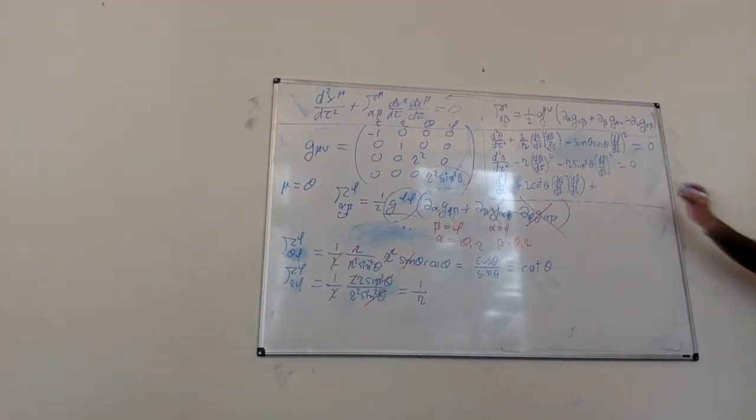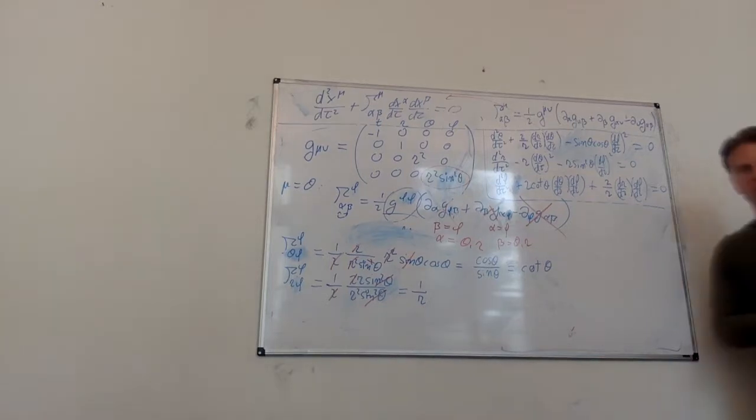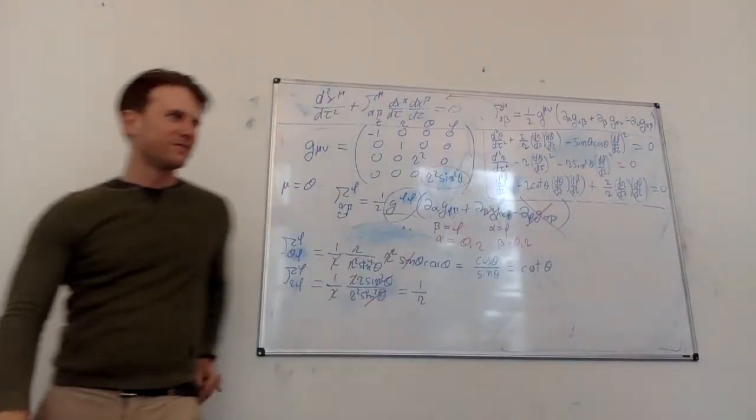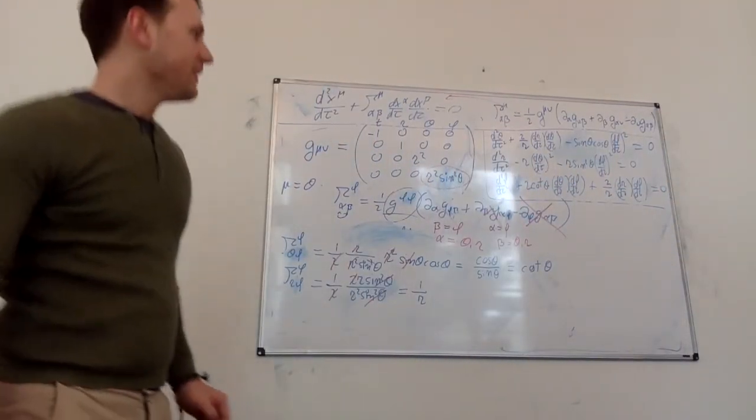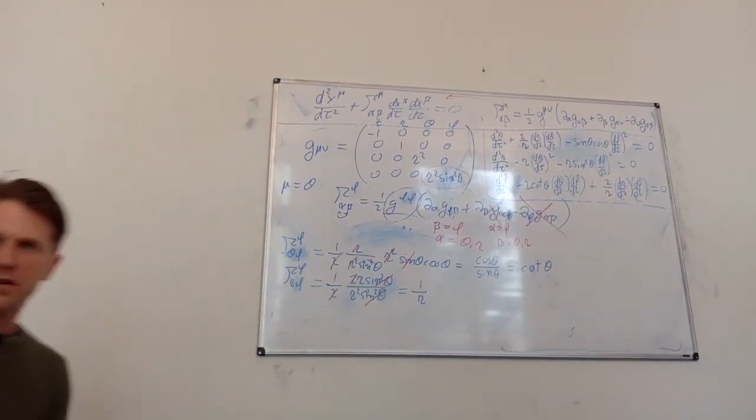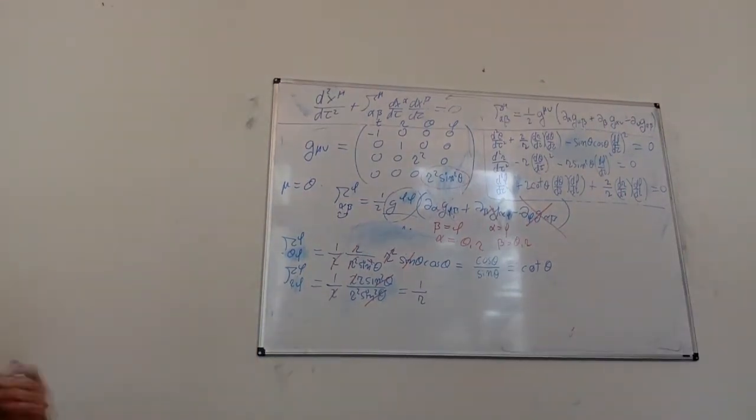Plus 1 over r, or 2 over r, of dr d tau and d phi d tau. There you go. Well, took us some work, but there you go. These are our geodesic equations. You multiply them by 2 because you would do the same thing if you switched the indices. Yes. I get the same one.